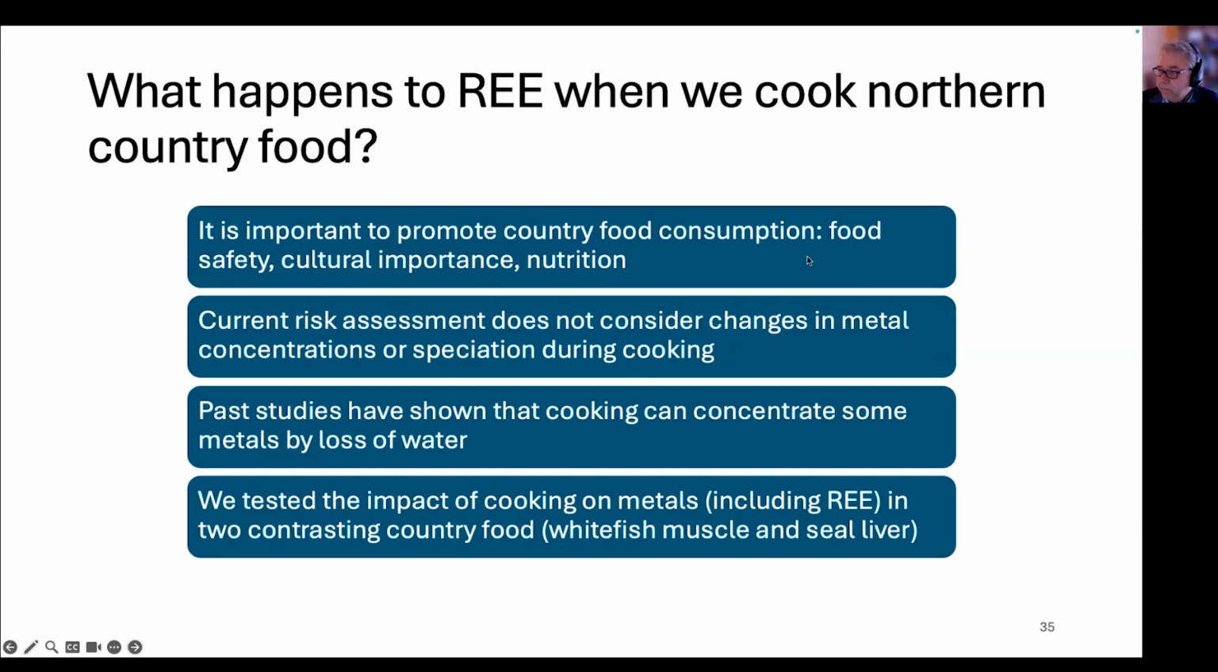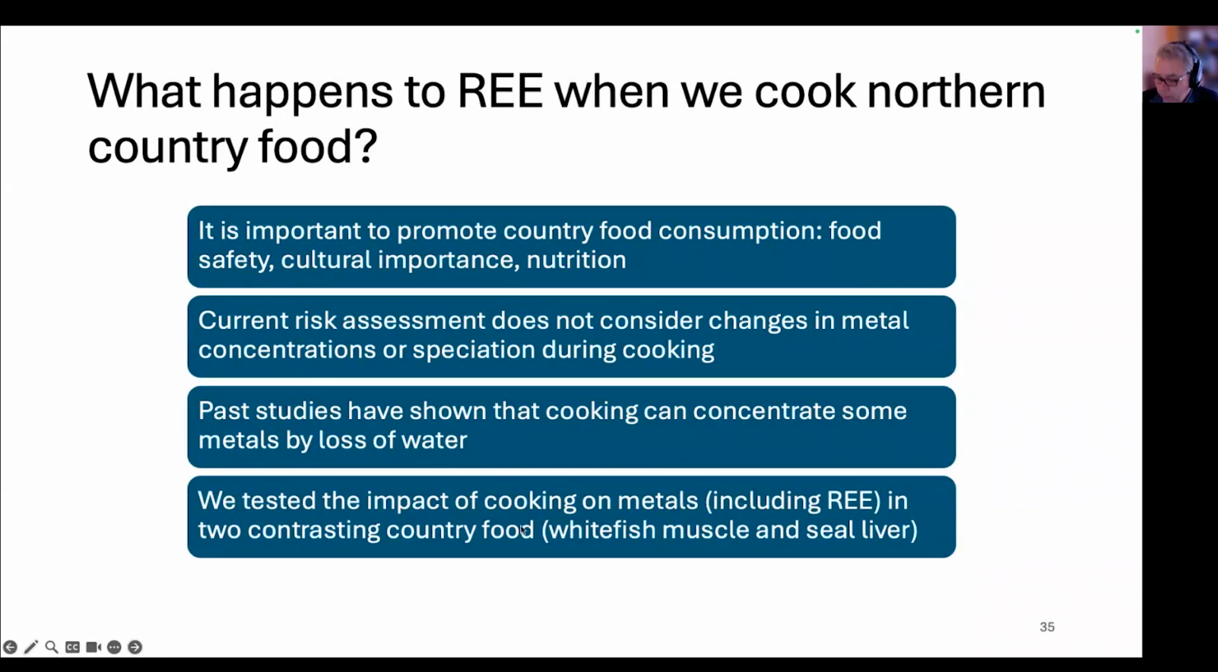So it would be nice to be able to promote country food if it doesn't have too much risk associated with it. And current risk assessments do not consider changes in metal concentration or speciation during cooking. But in recent studies, we've shown that for mercury, for instance, if you cook it, it will usually increase the concentration because you lose some water and the mercury stays in the meat. So at the end, you are concentrating the mercury in the meat that you've cooked. And we wanted to see if that was the case for other elements. So that's what we did.